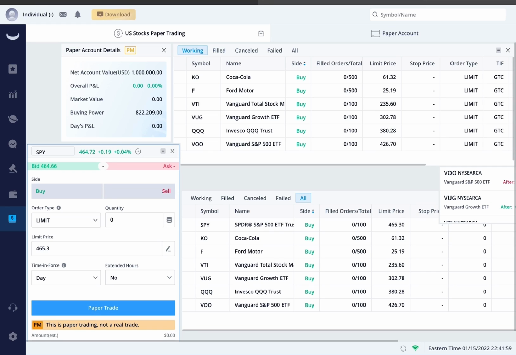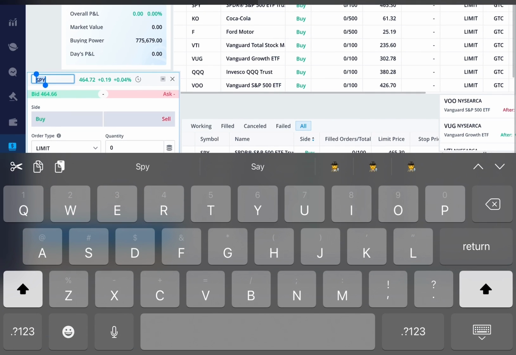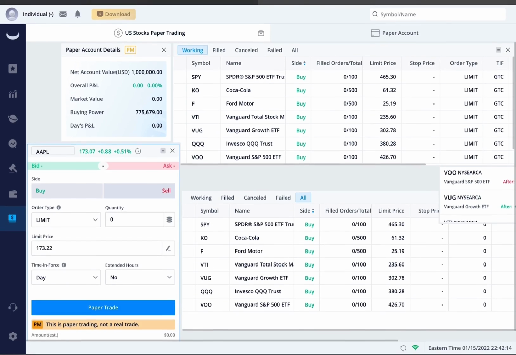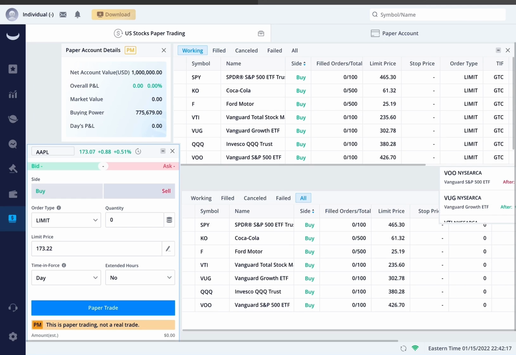So I got my five ETFs, exchange traded funds, and I got my Coca-Cola and Ford. The other one I want is Apple, AAPL, and that's Apple. And I'm going to buy, okay, it's $173. And if you look up here, you'll see that I still have 775,679 in buying power. So I'm going to buy 500 shares of Apple.